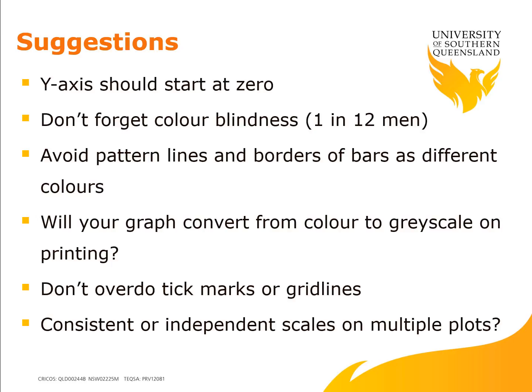You need to think about whether your graph will convert from colour to grayscale. So in some journals you can pay to have colour figures in your journal article, others not. So you need to think about whether you want to be using colour or not. Don't overdo tick marks or grid lines. In one of those examples I mentioned the fact that I probably used too many grid lines. So you want to make sure you use enough that people can interpret your data without having really wide gaps. But don't overdo it. Be consistent in your use of scales on multiple plots.